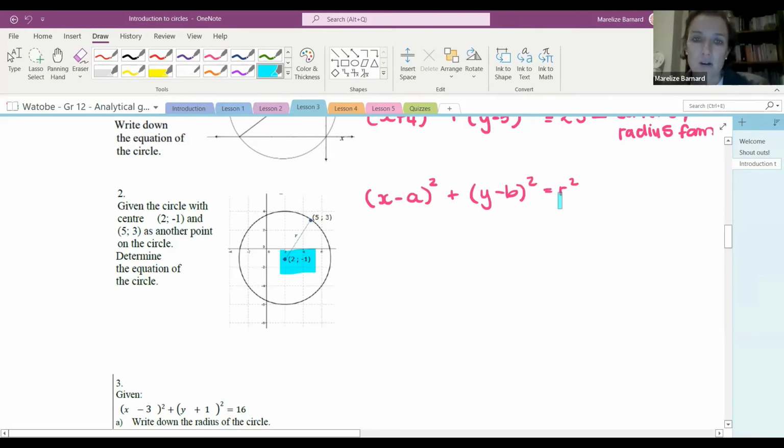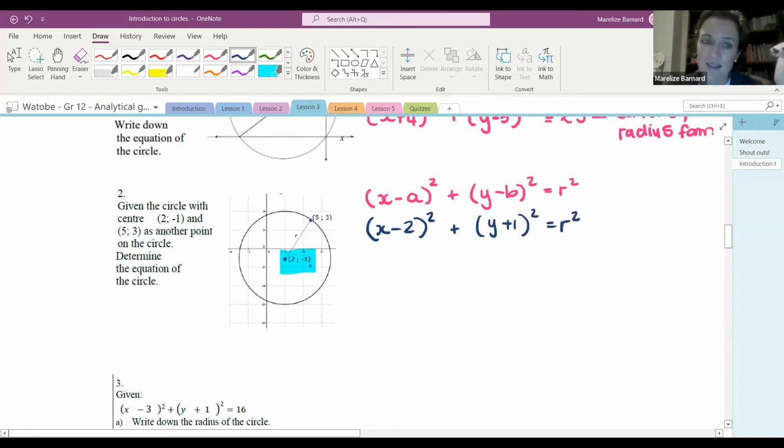Then I need to find r. I can substitute the other point in to find what r squared is going to be. So I'm going to start by just subbing in the center. That is going to be (x minus 2) squared plus (y plus 1) squared is equal to r squared. That's just subbing in the center of the circle. Now I'm going to sub in the other point because I still have too many variables here. If I want to solve for r, I need to substitute for some of these variables.